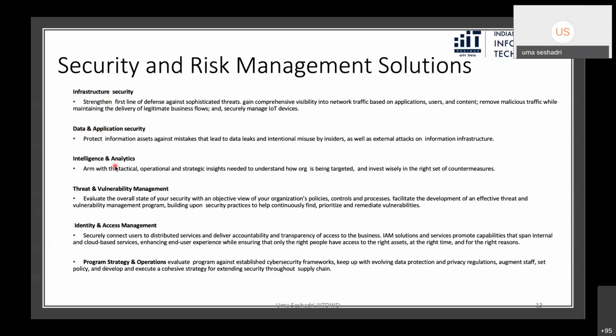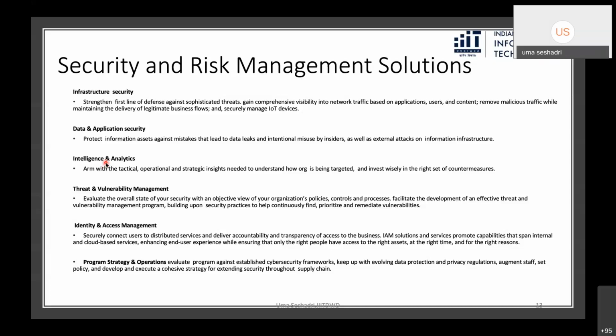Or there may be a lot of intelligence and analytics available today. They will also provide you, as an external agency, as a sponsor from outside, or through discussion forums like that. They will also work on various risk management solutions.